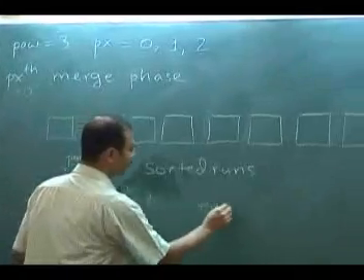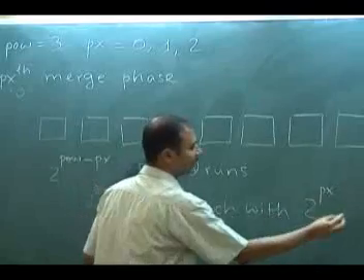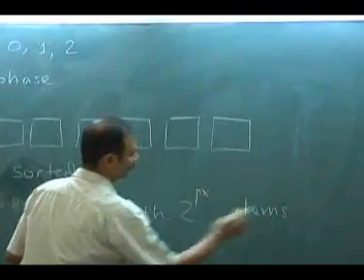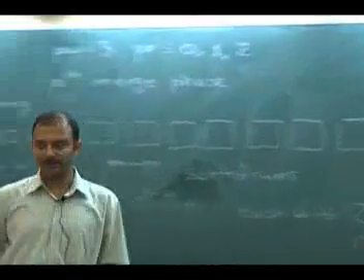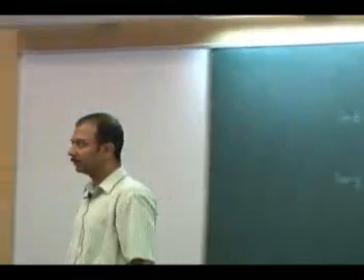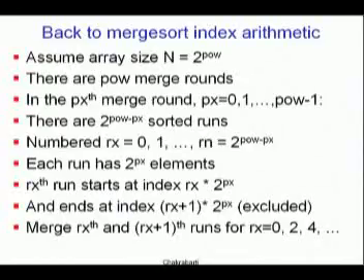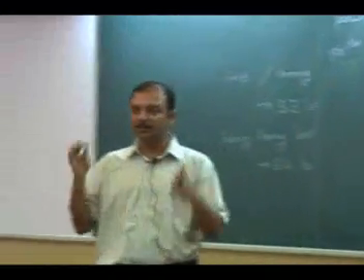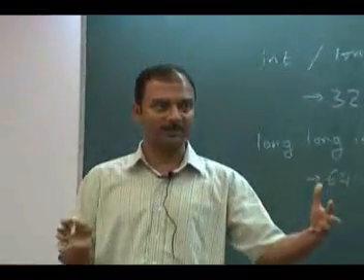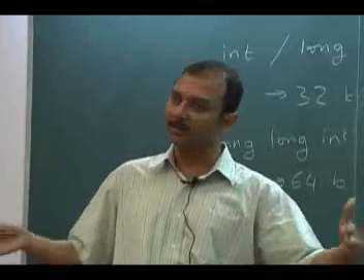Each with 2 to the power Px elements. So in the first iteration, that will be just 2 to the power 0, or 1 element each. Fine. Now, how do we count them off as indices? These things will be called runs. Initially, in the first step, each run has 1 element. In the second step, each run has 2 elements. In the third step, each run has 4 elements. In the last, finally, one run has 8 elements.